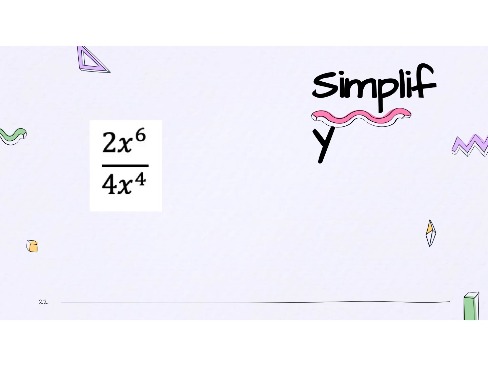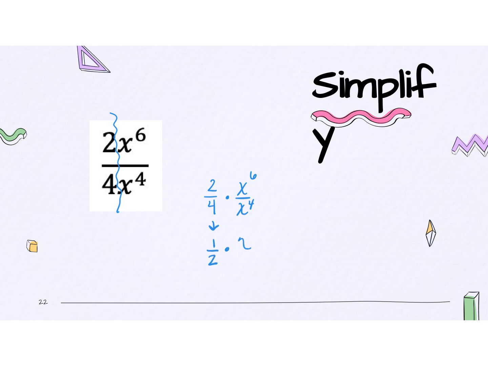All right, let's break it down. Now, with a problem like this, I often do this to show the division between the two sets of problems. So I have 2 problems here. I have 2 divided by 4, and then I have x to the power of 6, x to the power of 4. This becomes 1/2.